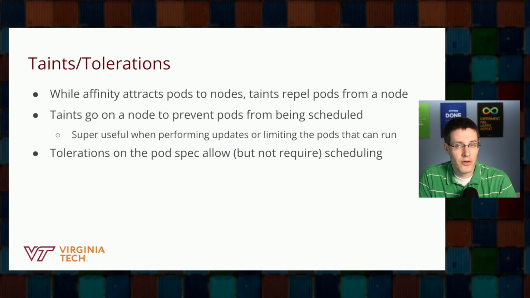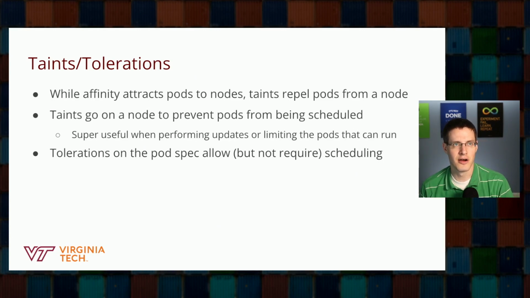So taints and tolerations work kind of in the opposite direction as affinities. So affinities I put on the pods themselves to say, here's where I want to go, and it's defining the attraction. Taints go the opposite way, in which I could put taints on a node and it's repelling and pushing away pods. Okay, so again, taints repel, affinity attracts, and taints go on a node to prevent pods from being scheduled.